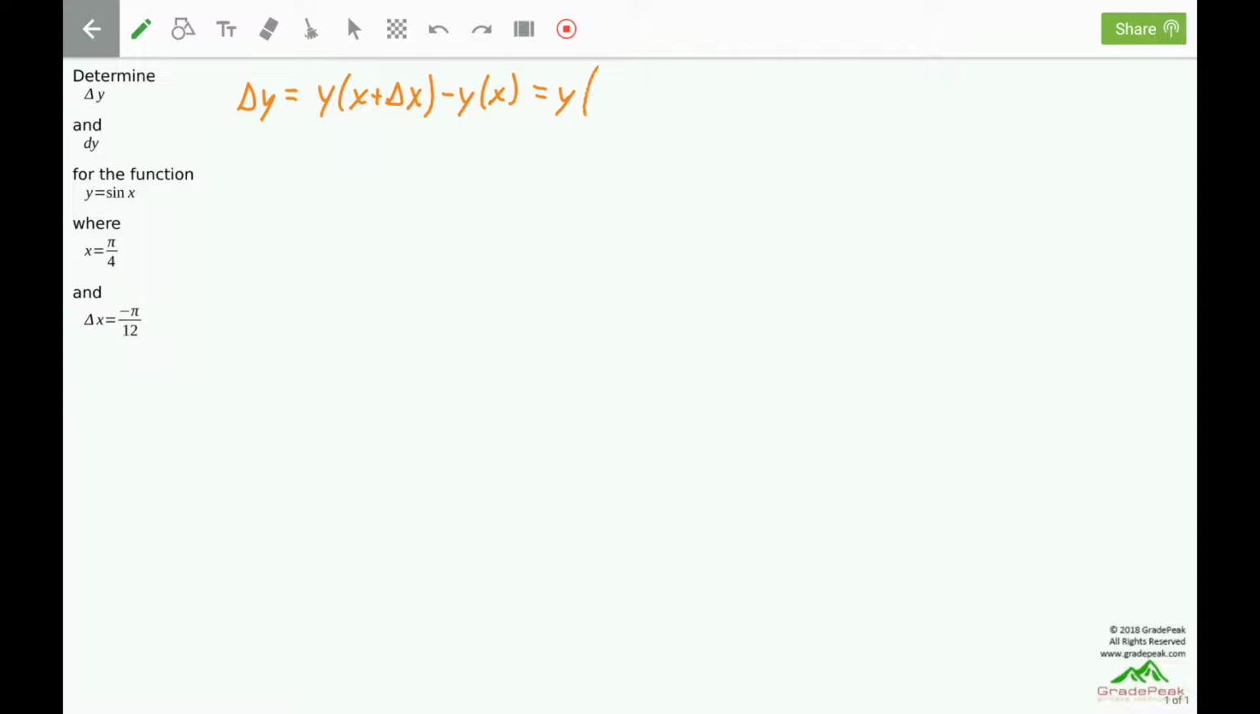For this problem, we have x is pi over 4, so y of pi over 4 plus delta x, which is a negative pi over 12, minus y of pi over 4. We will need to combine the pi over 4 plus the negative pi over 12 through a common denominator. So I'm going to make the common denominator of 12 by multiplying the pi over 4 by 3 over 3, and then plus the negative pi over 12. And all of this minus y of pi over 4.